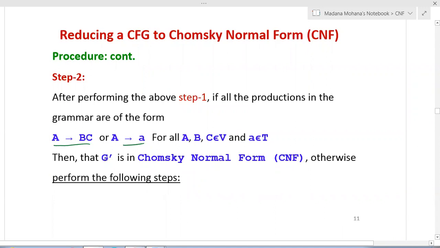So then the resultant grammar G dash is in Chomsky normal form. Suppose after applying step one, maybe some productions are any one of these two forms. Suppose whichever productions are not any one of these two forms, then you can proceed to other steps. Otherwise, perform the following steps.